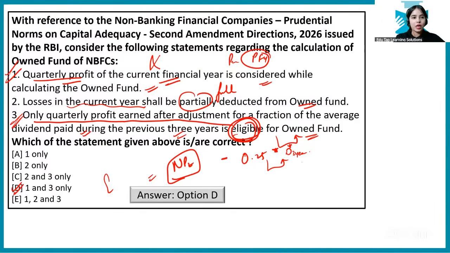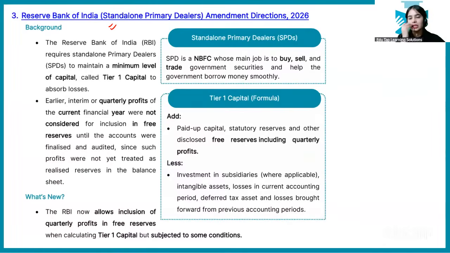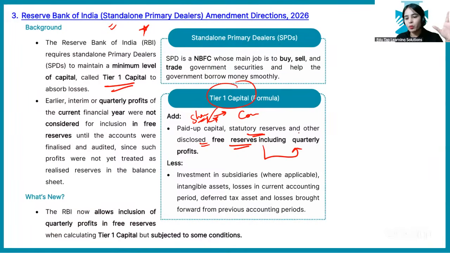Chalo. Now, another article I said will be regarding the right of use. But before that, in the standalone primary dealers also, this is another direction that has been released by the RBI. Same thing has been said in this also, that for the calculation of tier 1 capital, we take the paid up capital, the shareholders' money that has been invested in the company, statutory reserves, the reserves that the company is holding, other disclosed free reserves, including quarterly profit. Same formula will go here also.